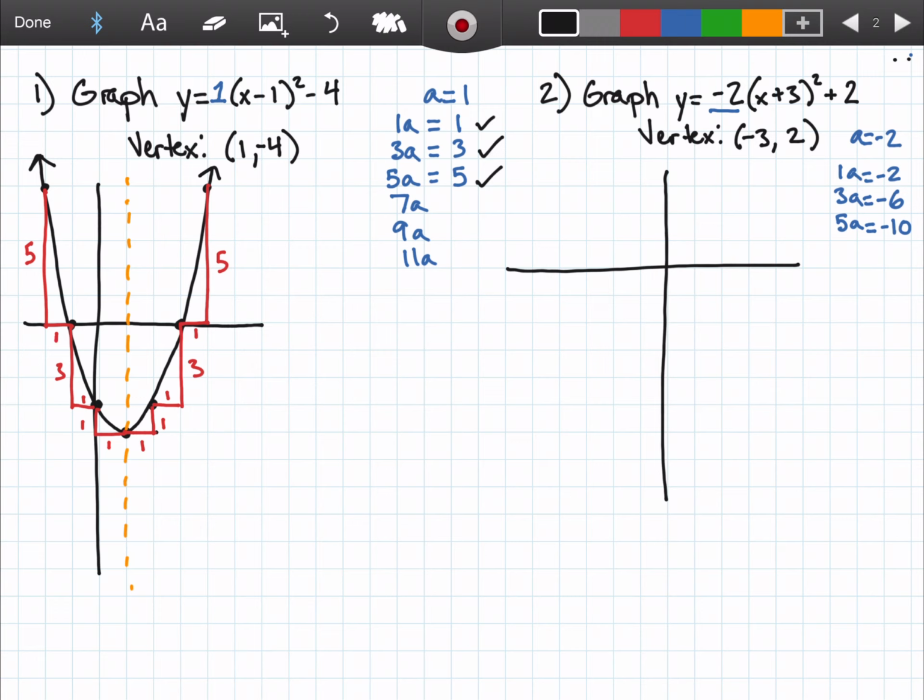The difference that a negative makes, with the vertex at (-3, 2), is that the negative with my a just tells me that my graph is going to open down, and that the movement is a downward movement. So since I have the vertex, I'm going to go over 1, down 2. From that point that I just plotted, over 1, down 6. I don't have room on my graph to do the -10, so we're not going to worry about it. And I do the same thing on the other side. Over 1, down 2, over 1, down 6.